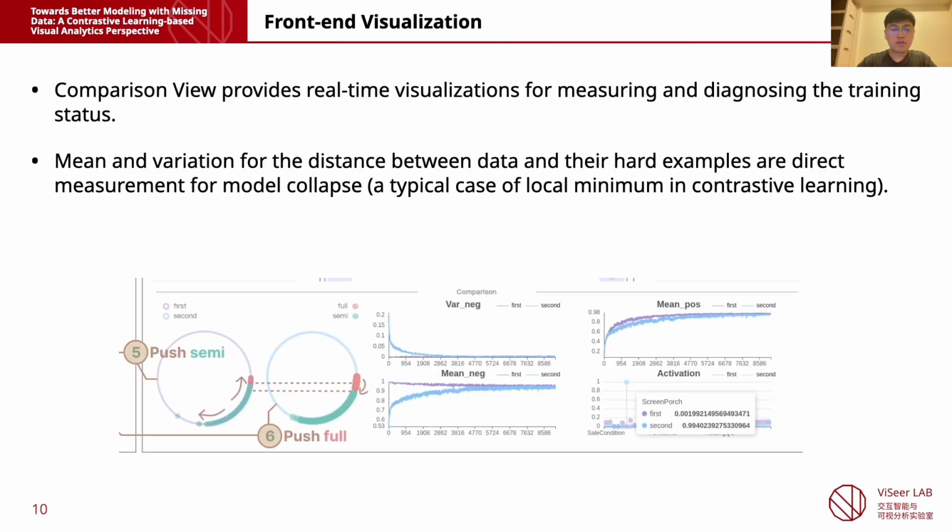Furthermore, measuring the distance between the data points and their positive and negative samples provides a straightforward way to assess the training status. Therefore, we visualize the mean and variance of this distance in the comparison view. These visualizations accurately reflect a typical case of local minimum named model collapse, which we will illustrate in an upcoming usage scenario. This usage scenario illustrates how the experts can clearly understand the training stage, easily steer the contrastive framework, and induce their domain knowledge into the trained model in the context of data missing with our proposed CI-VIS system.